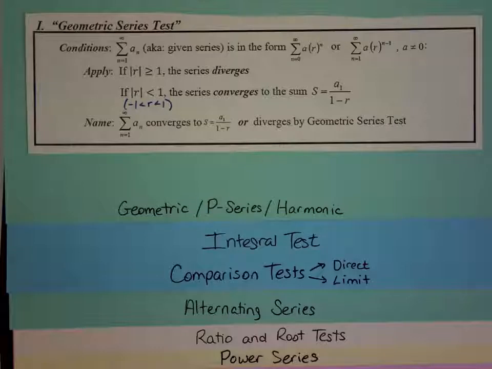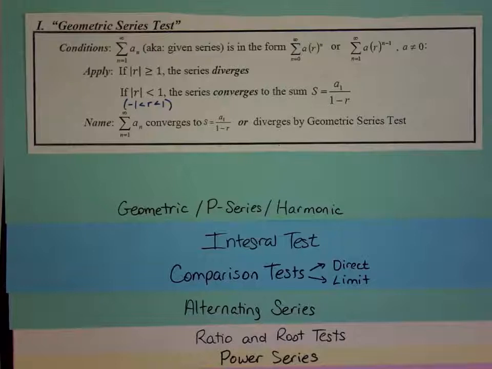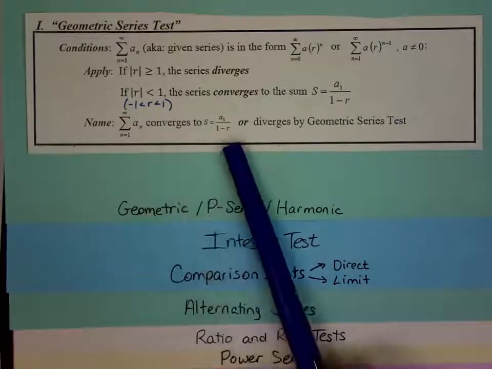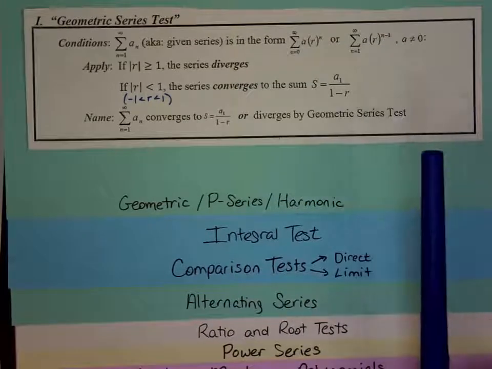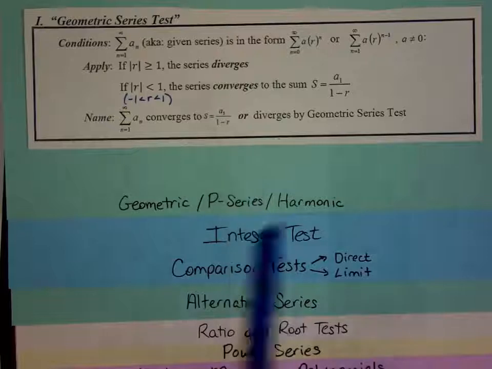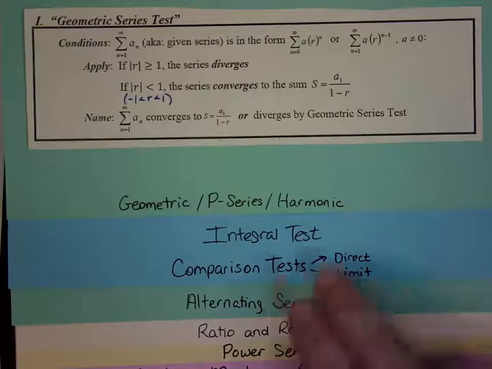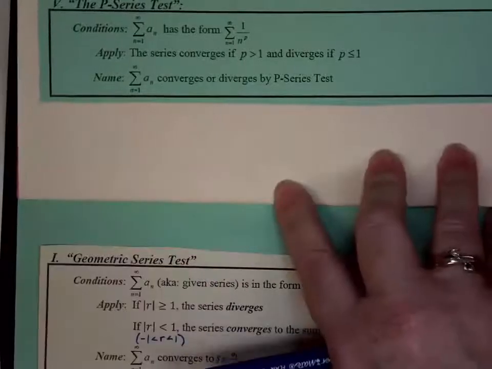The series converges to the sum s equals a1 over 1 minus r. And this is how you write it. The series converges to this, or that it diverges by the geometric series test. And that's basically what we did. We put the sum at the end. It doesn't matter. A lot of times they don't care what the sum is, just the fact that it converges. Okay? Now, p-series test. P-series test is at the top of my page.